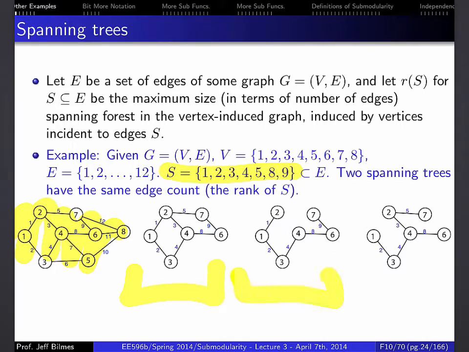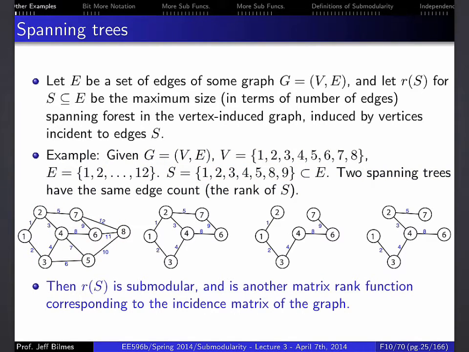But then there are 2 spanning trees. Well, there's actually more than 2 spanning trees, but you notice that the size of these 2 spanning trees that span this graph, spanning basically means all vertices are there, is the same size, namely 5. So the value of R of S is going to be 5. That turns out to be a submodular function. And it turns out that that's also equivalent, as we'll soon see, to a matrix rank function, and also equivalent to a matroid rank function.